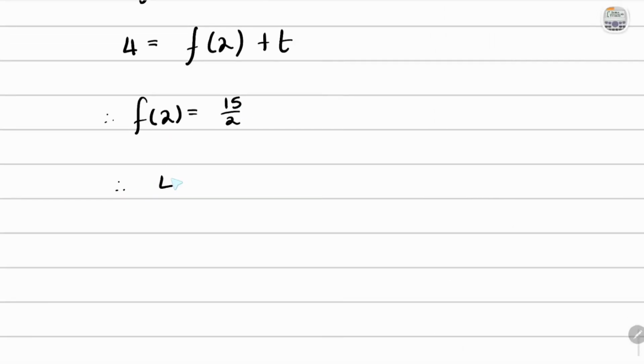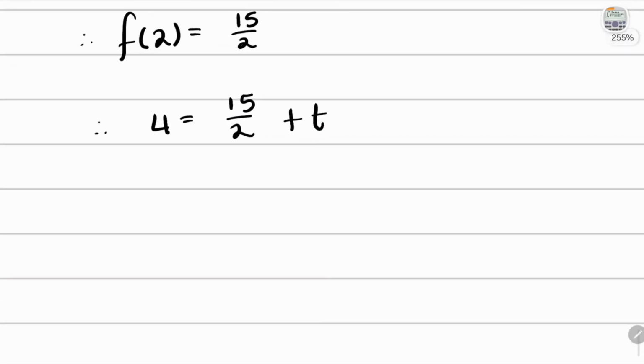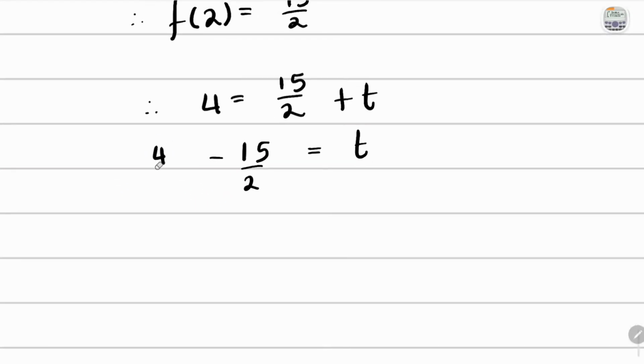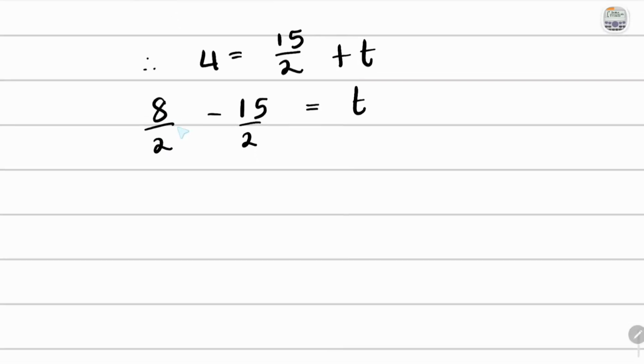So this means that 4 is equal to 15 over 2 in place of f of 2 plus t. And then just solve for t. So t is equal to, and since this is already over 2, that becomes a minus 15 over 2. And you still have the 4 here, so you might as well put that with a denominator of 2. So it's going to be 8 over 2, because 8 divided by 2 is still 4.